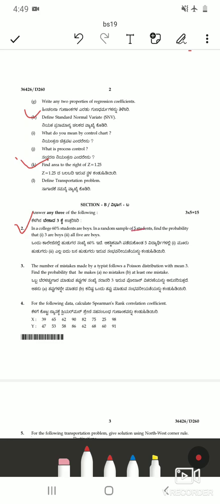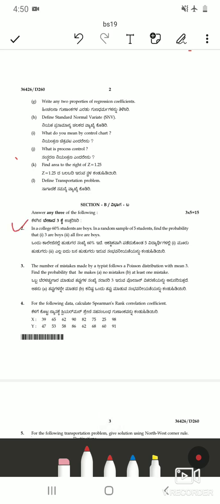Why? Because here n is small and the outcome is either a boy or a girl in a college. So the outcome is either success or failure, it has only 2 outcomes, and it is a discrete distribution. So you have to take the binomial distribution in this case, and also there are 2 parameters given, one is n and one is p. I have solved problems similar to this.